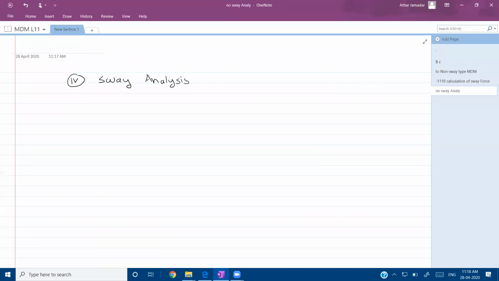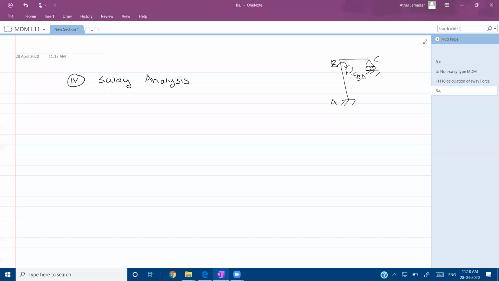So what is this sway analysis? Again, here I will draw that portal frame. Sway analysis means that on the column top we have to assume some arbitrary moment value. Here only one column is present, that is column AB. So on top of this column AB we will assume some moment value M dash, or MF dash BA, acting on the top of the column. So this is the sway analysis.